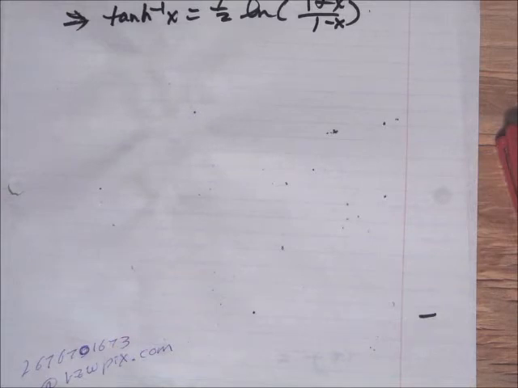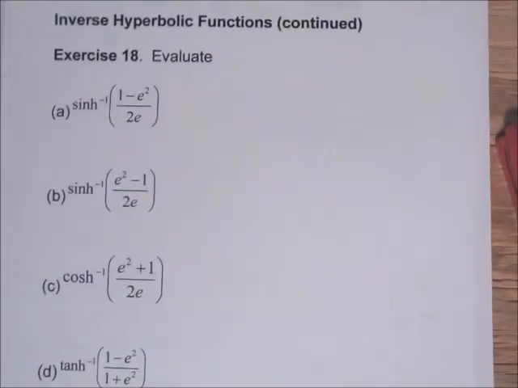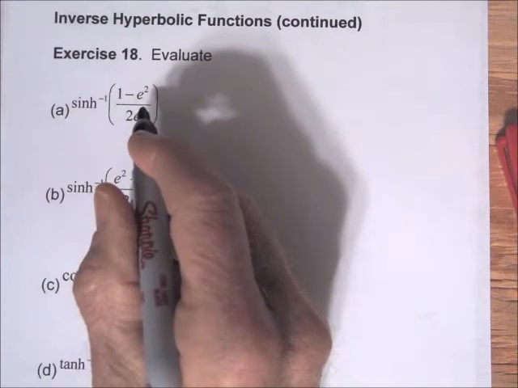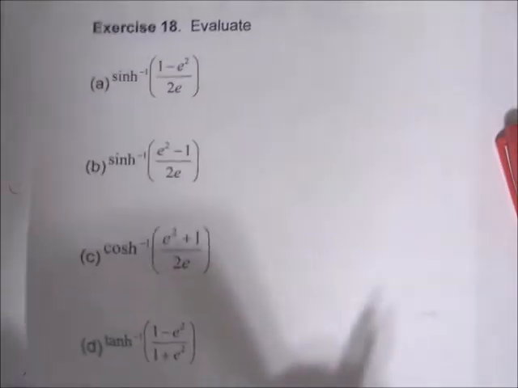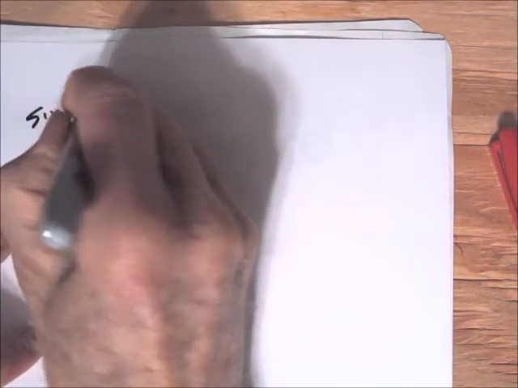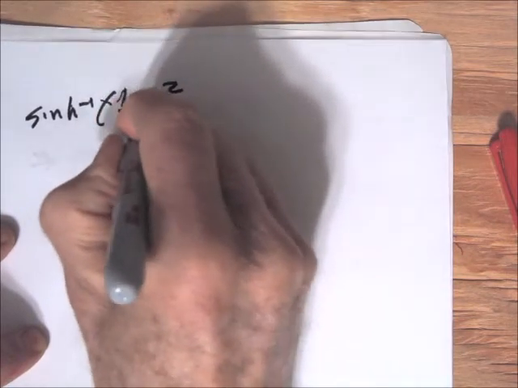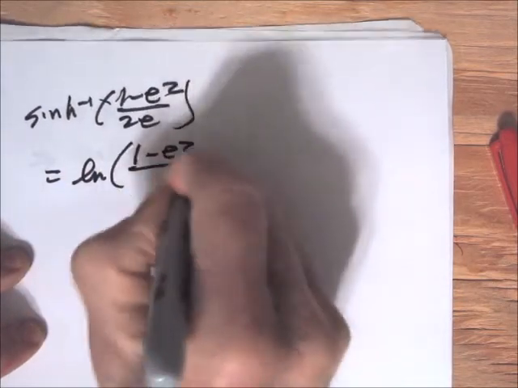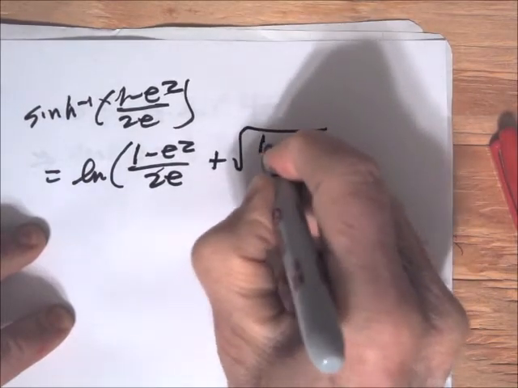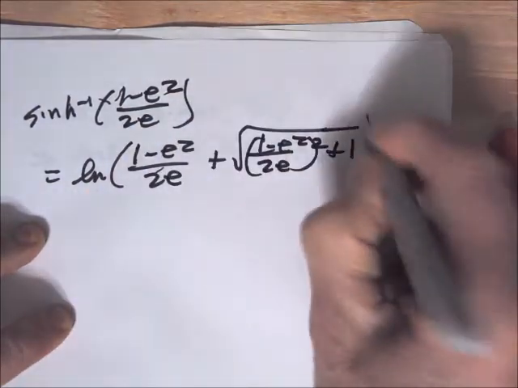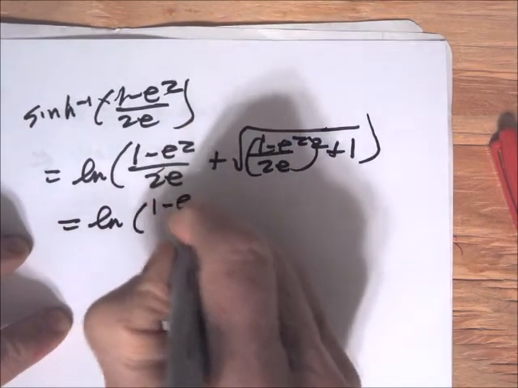We could also put more complicated expressions in here. Sinh inverse of (1 minus e squared over 2e). That's going to be a little complicated to do, so let me put that on a second piece of paper here. So the sinh inverse of (1 minus e squared over 2e) is going to be ln of (1 minus e squared over 2e plus square root of ((1 minus e squared over 2e) squared plus 1)).